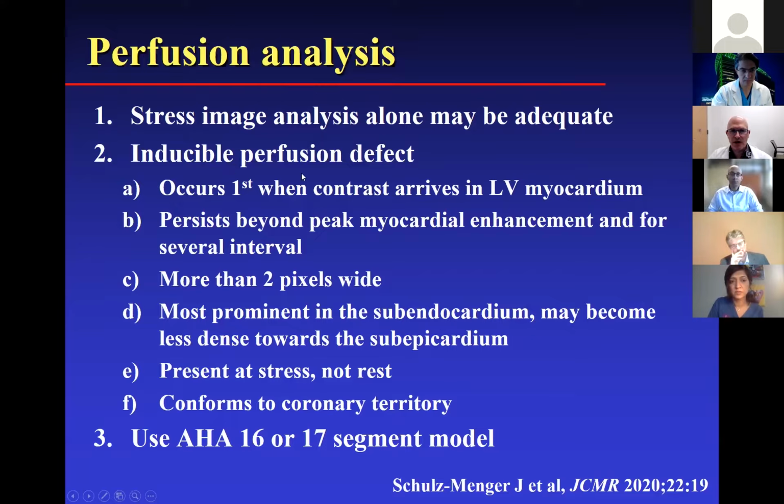So how do we define an inducible perfusion defect? First of all, it occurs first when contrast arrives within the LV myocardium. If you see a defect before there's contrast in the LV myocardium, that's an artifact. It should persist beyond peak myocardial enhancement and for several cycles, several RR intervals.